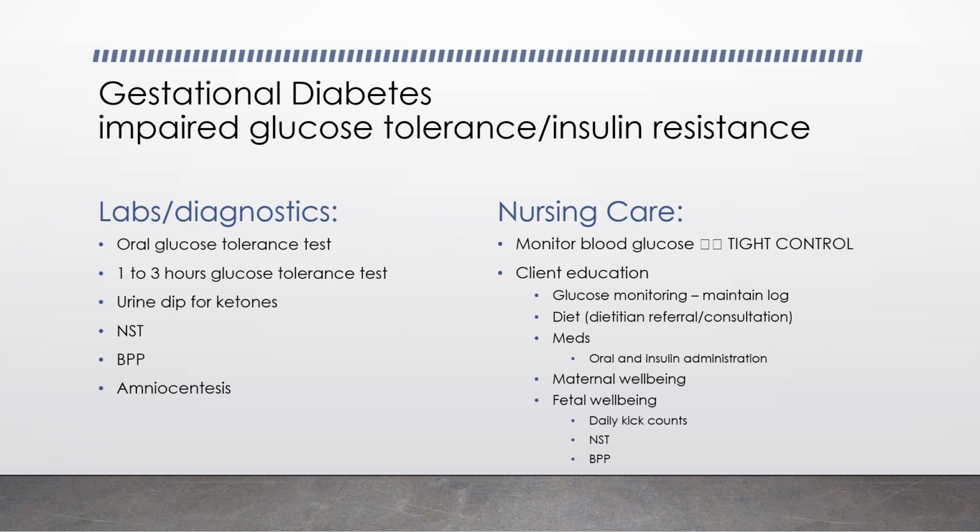When you are caring for a patient with gestational diabetes, you can expect that the provider will probably order an oral glucose tolerance test. Now, typically, pregnant women around 28 weeks are ordered an oral glucose tolerance test. If their results are above a certain threshold, and I believe it's around 140, but I'm not going to test on that number, then they'll have to do a 1 to 3 hour glucose tolerance test.